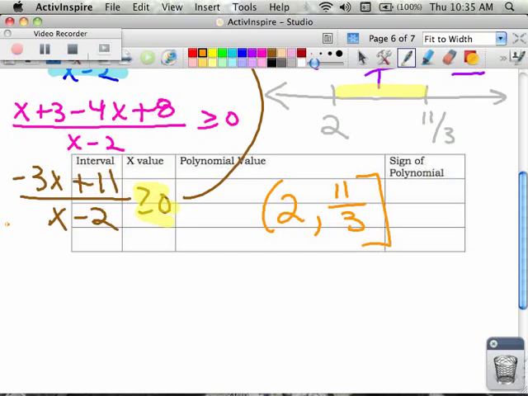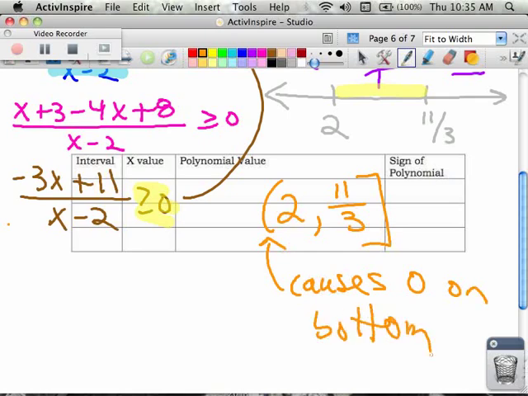Write yourself a note. The reason that we have a parentheses is because the 2 causes the bottom, the denominator, to be 0.